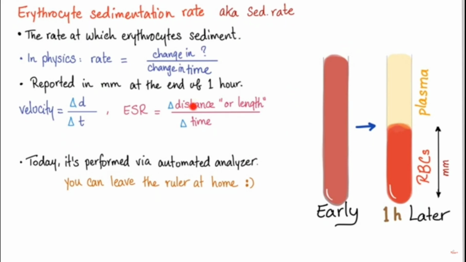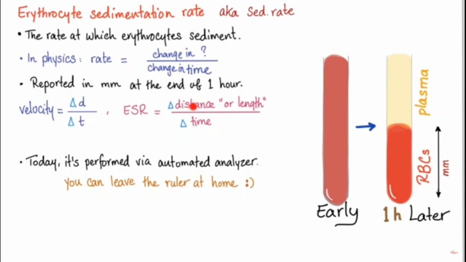So what is erythrocyte sedimentation rate? Erythrocyte sedimentation rate is the rate at which the erythrocytes or the red blood cells settle or sediment at the bottom. And in physics you have studied that a rate is a change in length or distance with a change in time. So for example, if we take the blood into the tube, after 1 hour you know that the RBCs will sediment or settle at the bottom.